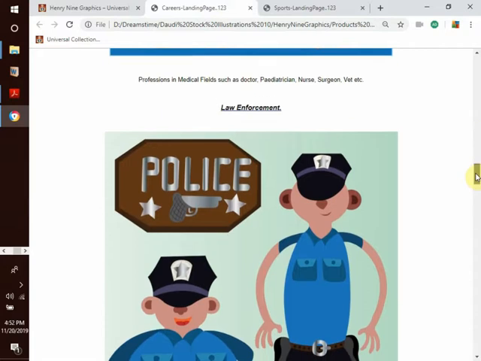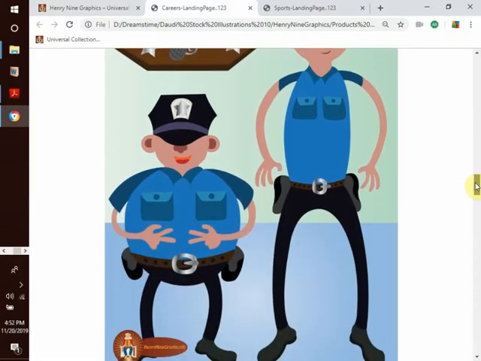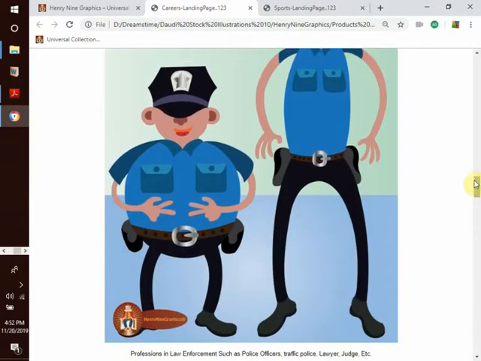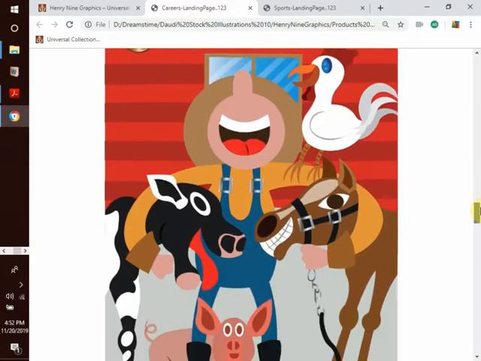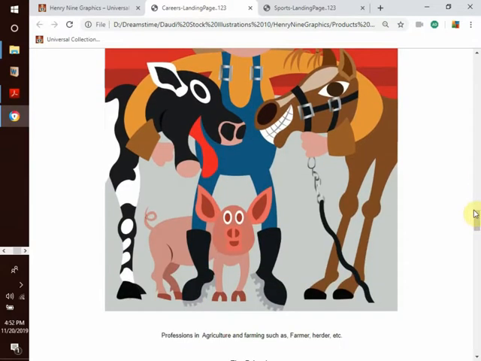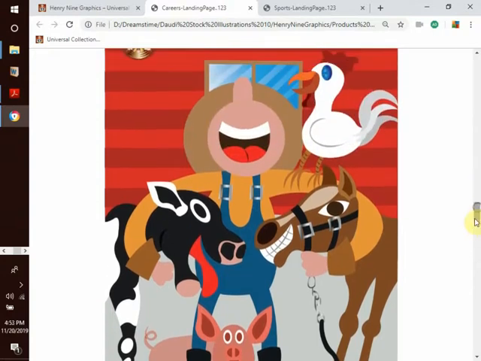We have collections in law enforcement. These are professional law enforcement such as police officers, traffic police, lawyers, judges, and so much more. You have got cops everywhere patrolling the streets, neighborhoods, the cafes, the highways, and throwing bad people into jail. We have professions in agriculture and farming. These are professions in agriculture and farming such as farmers, herders, and farm animals, everything related to the countryside.